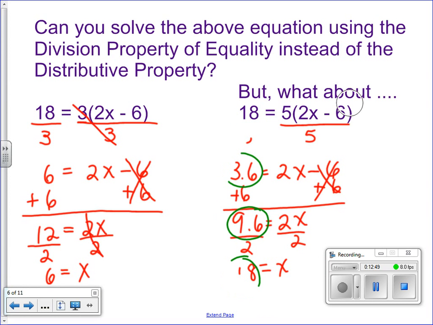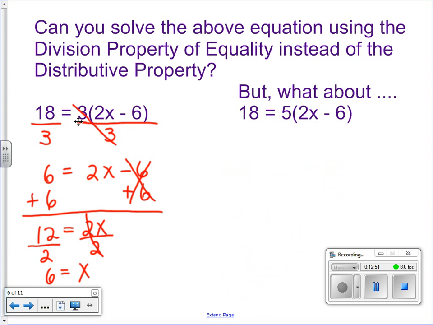So this is a really good example of where I would distribute. 5 times 2x is 10x. 5 times minus 6 is minus 30.